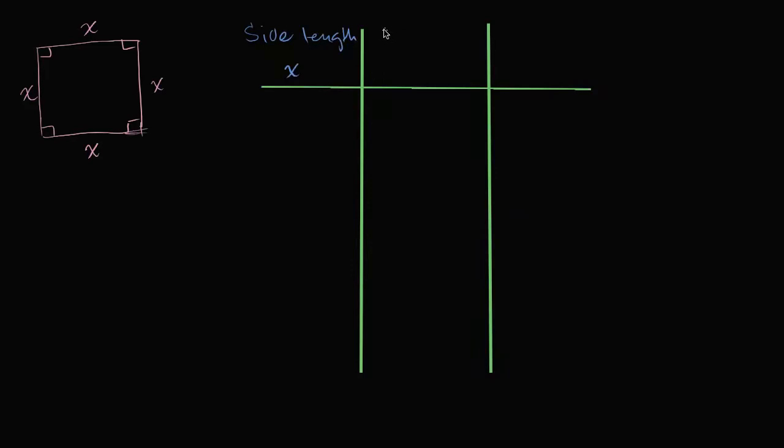And in the next column, I want to think about the perimeter. Perimeter. Well, what is that? That's going to be x plus x plus x plus x, which is, of course, 4x. And then I'm going to think about the ratio. The ratio between perimeter and side length.